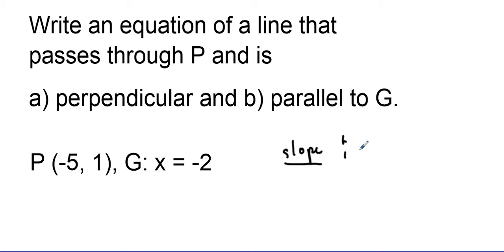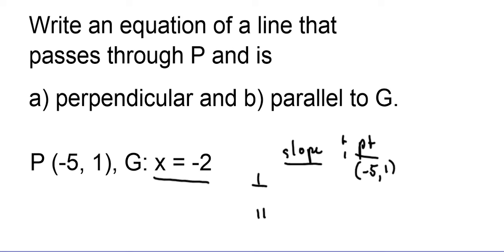The point we have is (-5, 1). Now, to figure out the perpendicular and parallel, remember we're going to need to figure out this one. Now, this is their equation, and this is where students get really, really baffled. This is the equation x equals -2. X equals -2, what type of line is that?